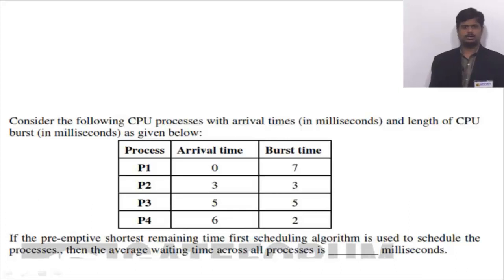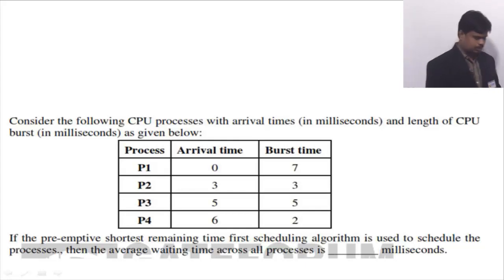This question is from the GATE 2017 question paper, set number 1, and it is worth 1 mark. The topic is operating system. Coming to the question statement: consider the following CPU processes with arrival times given in milliseconds and length of CPU burst also given in milliseconds, as given below.